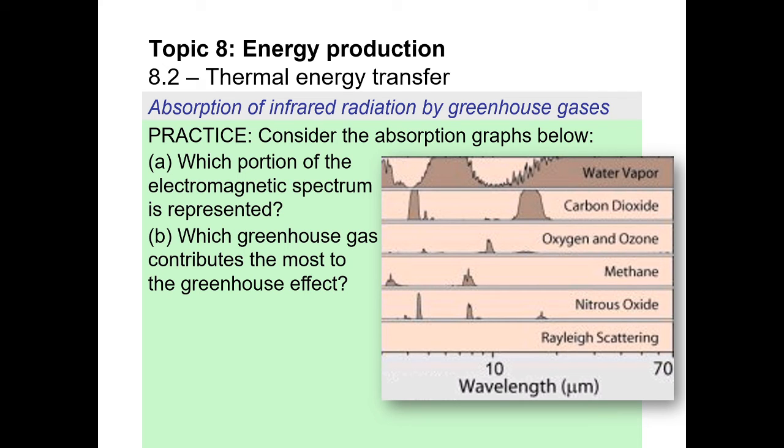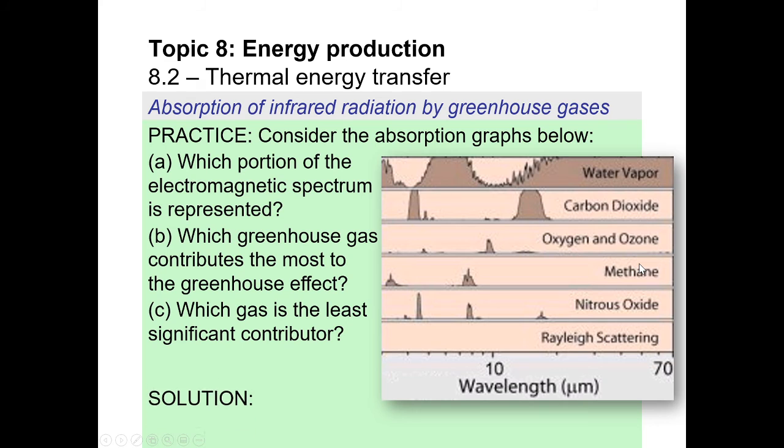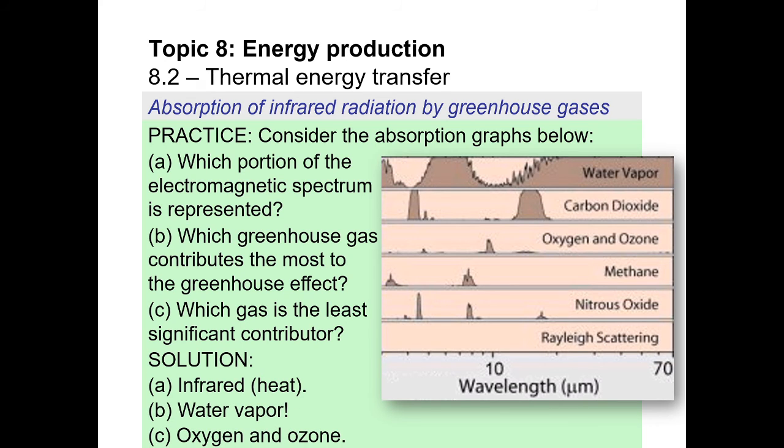Part B, which greenhouse gas contributes the most to the greenhouse effect? Well, it should stand out to you in this picture. It's water vapor, and it's significantly higher than any of the other gases. Which gas is the least significant contributor? And again, looking at this, oxygen and ozone. So that's the least contributor here. And there are the answers that we just talked about.